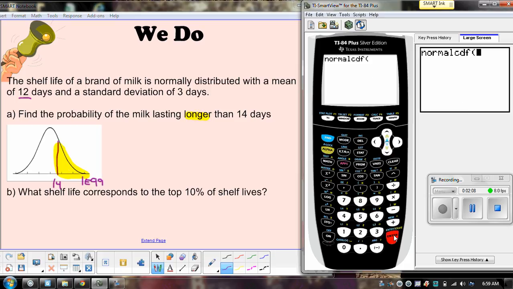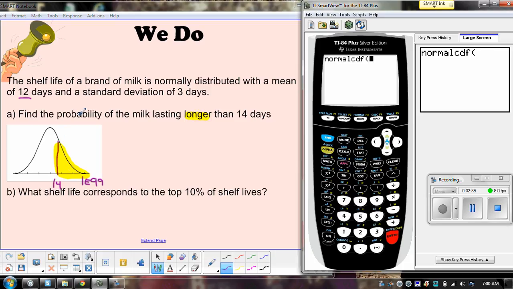Press enter. Now, depending on if you're using an older or newer calculator, your screen might look a little bit different at this point. The newer calculator is actually pretty nice because it tells you right in order. It'll say lower, upper, mu for mean, sigma for standard deviation. So you're just going to enter down or arrow down in between each number. If your calculator looks like mine, we're just going to separate each number by a comma. So you go right in order from lower to upper.